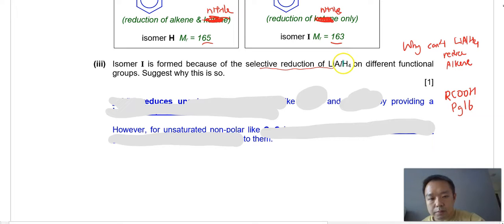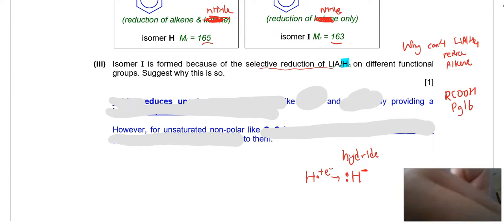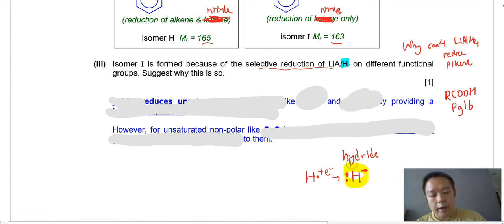For hydrides, hydrides in general, H-Y-D-R-I-D-E, hydride is basically your H minus. Now, how do we form H minus? H minus is formed when a hydrogen atom gains an electron. So you form a hydride. So when you look at hydride itself, lithium aluminum hydride, sodium borohydride, they basically produce this species called H minus. They are sources of H minus.